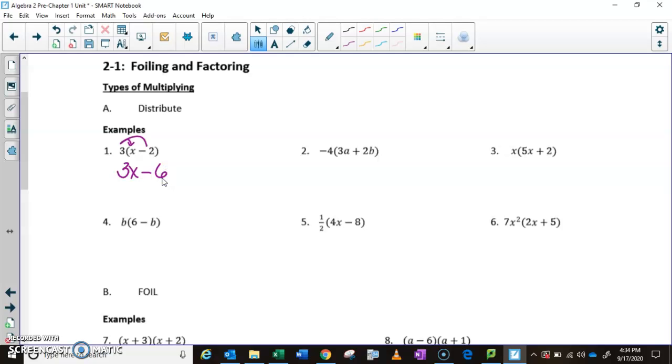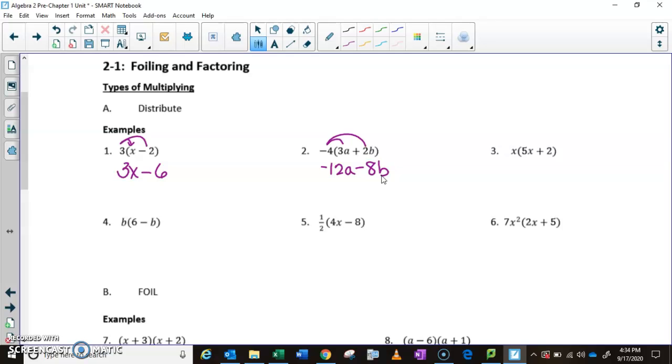Number 2, I need to distribute the constant negative 4 times the quantity 3a plus 2b. So let's go. Negative 4 times 3a, that's 3 times negative 4 is negative 12a, and negative 4 times 2b is negative 8b. So negative 12a minus 8b.